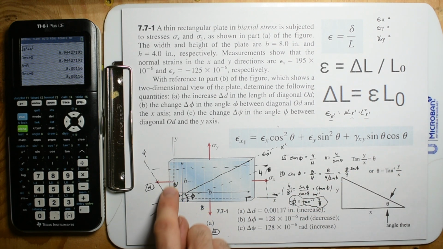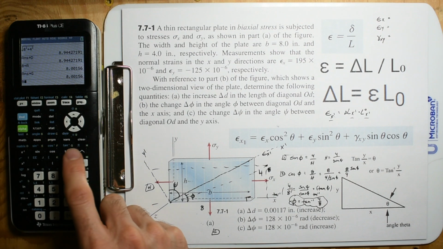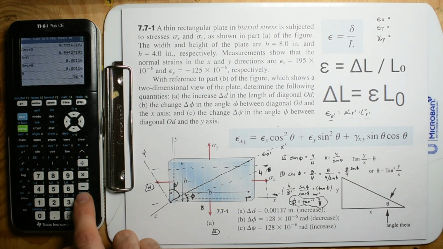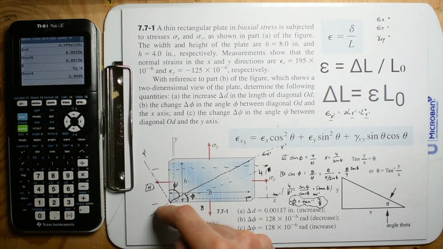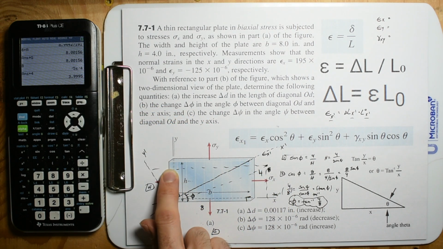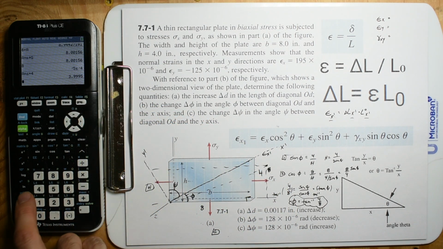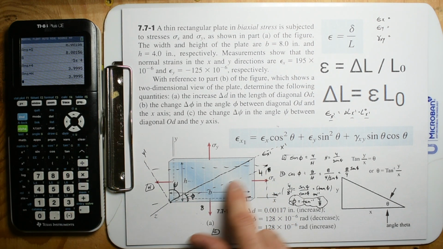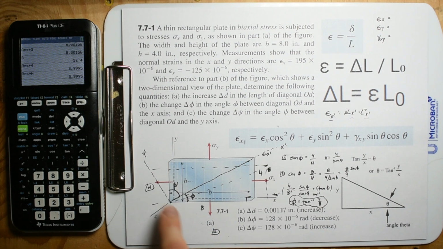Alright, so this total length h is going to be the change in length. That was going to be b. And then plus 4. So we have 4 minus, basically that change in length was a negative, so we get a little bit less than 4. I'm going to store that as alpha h. Alright, so now I can just find this hypotenuse. It's going to be square root of g squared plus h squared.